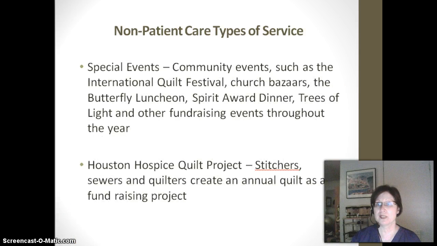Other services include our special events, the community events such as the International Quilt Festival, church bazaars, and our butterfly luncheon that we're very well known for, and the Spirit Award dinner. Also the Houston Hospice Quilt Project, which is where all the quilters get together and have an annual quilt as a fundraising project.